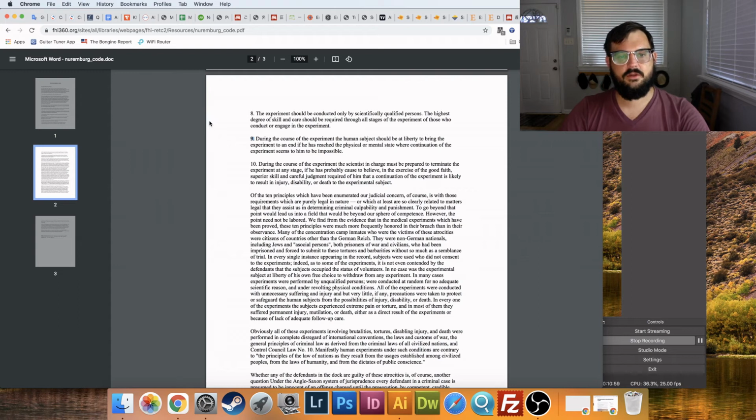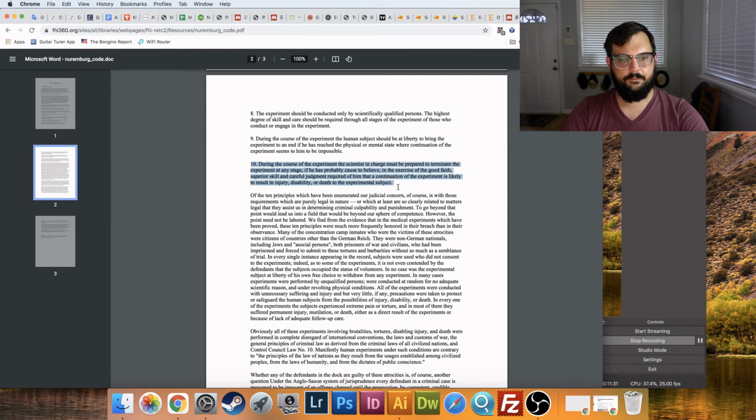Point number 9. During the course of the experiment, the human subject should be at liberty to bring the experiment to an end if he has reached the physical or mental state where continuation of the experiment seems to him to be impossible. Now, I don't know how this would be workable to bring the experiment to an end if you've been injected with something, but at the very least, you should be able to refuse further injections as per the Nuremberg Code, point number 9.